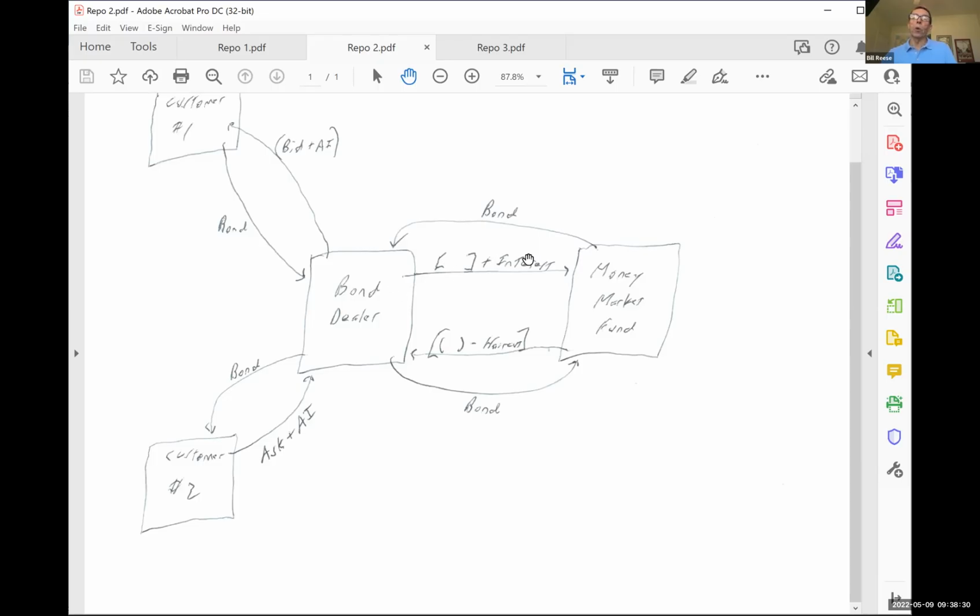But the bond dealer, of course, has to send over some interest as well. How much interest is that? That's going to be based upon the repo rate. The repo rate is going to be a rate that is published by the money market fund that says, hey, anybody who wants to borrow money from us, okay, we will lend it, and this is the interest rate that we are charging on it.